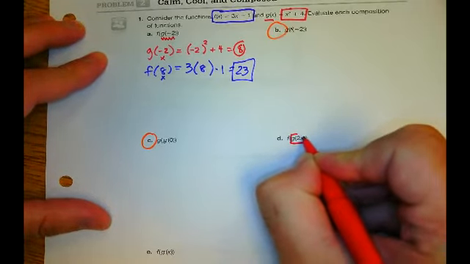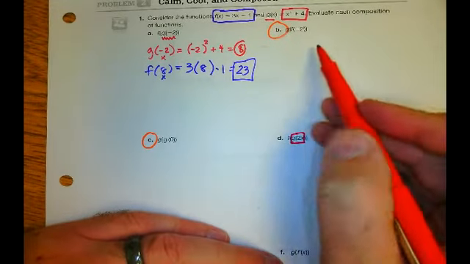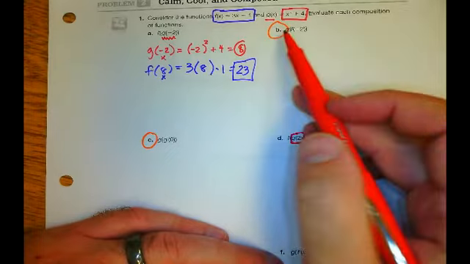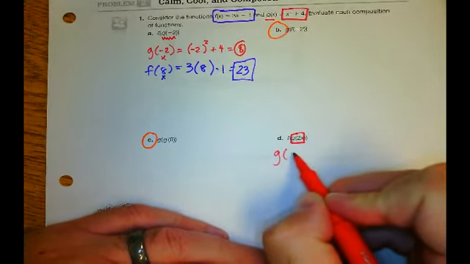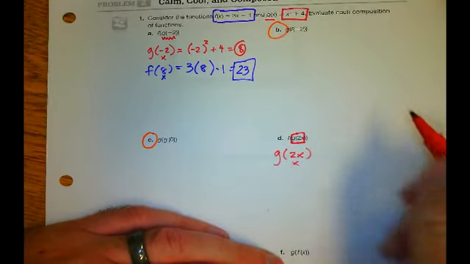We have now g, only this time it's of the number 2x. It's not of a specific value like -2 or +2 or even 0. It's the 2x. So now we're going to still do the exact same process. We're going to use the g equation. We're going to plug in 2x wherever we see an x.